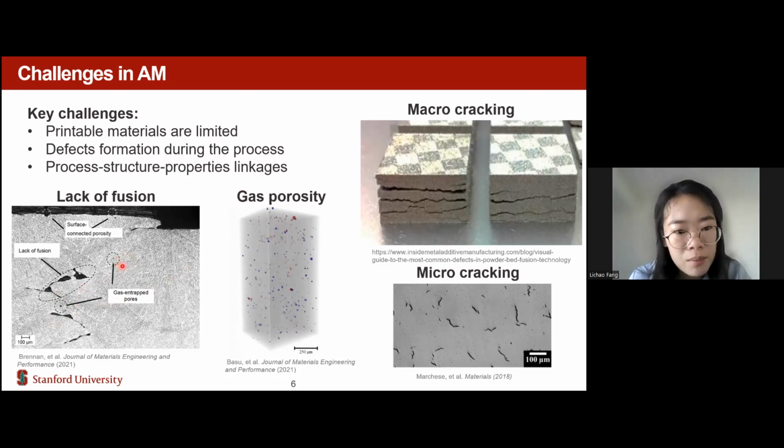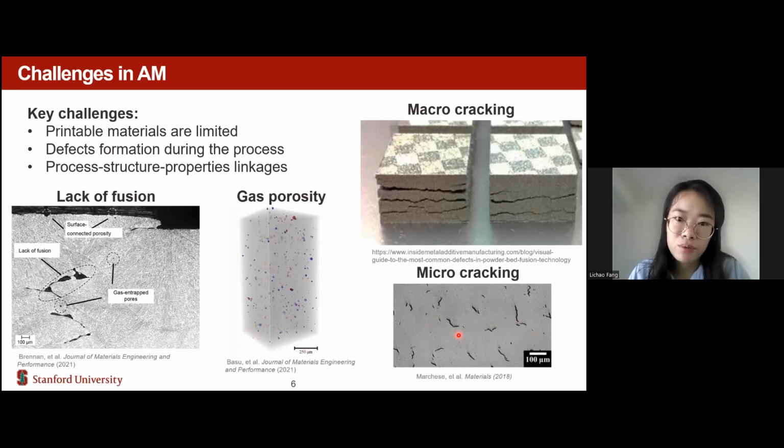And there are also some very small pores with regular and spherical shape, and we can also see them in this figure. That is because some of the gas is entrapped, and that will form the pores. That is more like the gas porosity. And we can also see that there are some cracks forming in both the micro and the macro scale. All of them are defects.